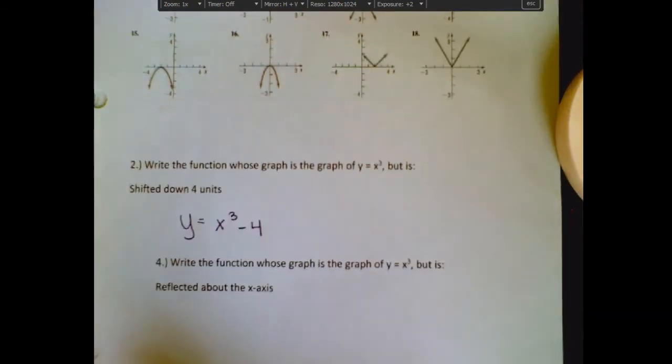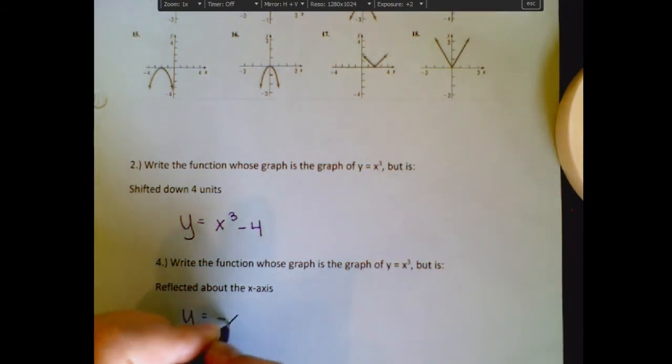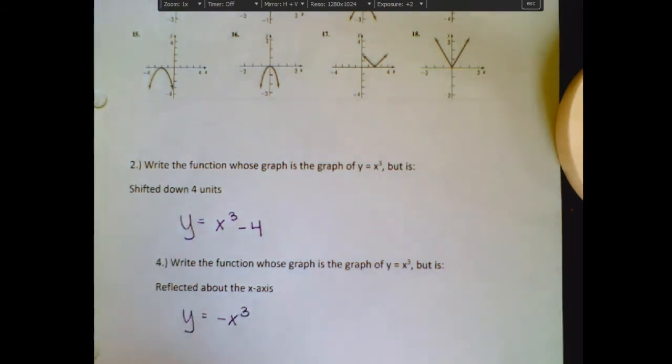Write the function whose graph is the graph of y equals x to the third, but is reflected about the y-axis. Couple things I know right away. If it's reflected about either of the axes, it's going to be a negative. Now I'm just going to need to reference that page 10 to see if it's on the inside or the outside. Y equals negative x to the third. So the reason I say this one's on the outside is because there's no parentheses.